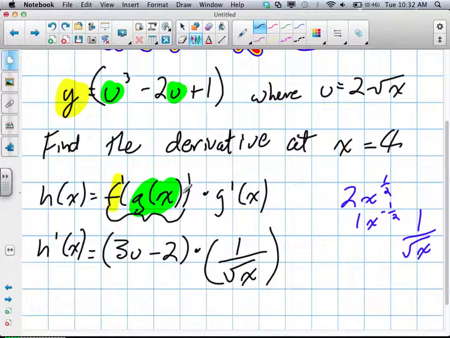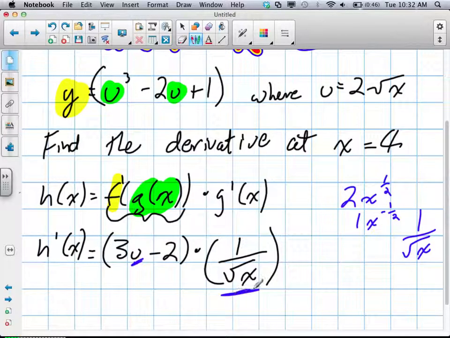We've now derived our function here. So we derived the first part and the second part, but if you notice, I technically have a u and an x in the equation. Two different variables. Okay? We can write it this way. We then have to equate u in terms of x.